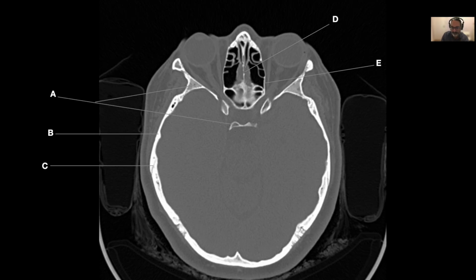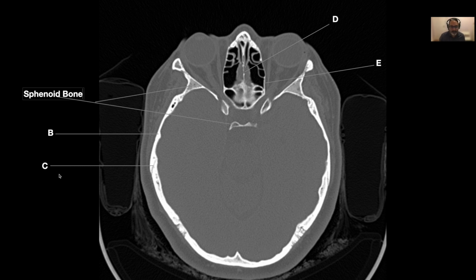Now we've gone one step further down. If you're confused, let me know what you're looking at, and I'll further explain what I'm trying to point at. Yes, A is the sphenoid bone, and I didn't go into the specifics of it. That's the dorsum sellae of the sphenoid bone, and that's the lesser wing of the sphenoid bone, but sphenoid bone is fine.